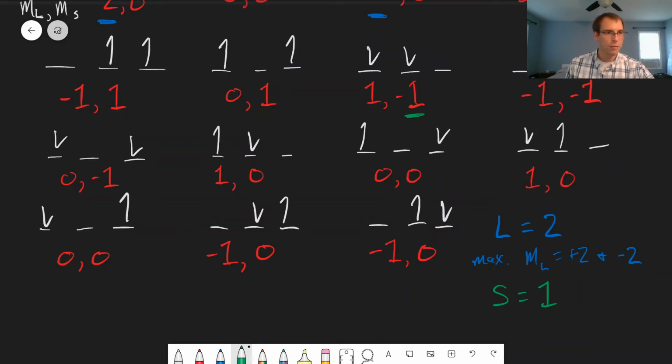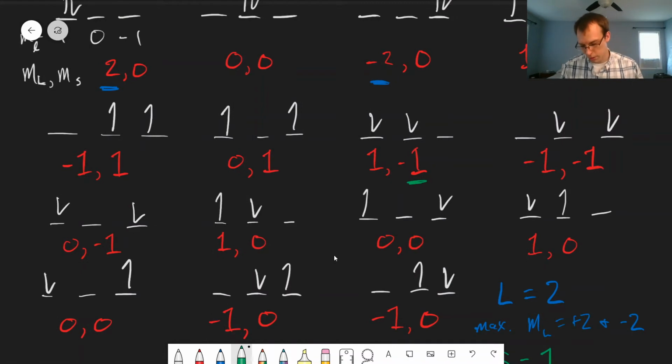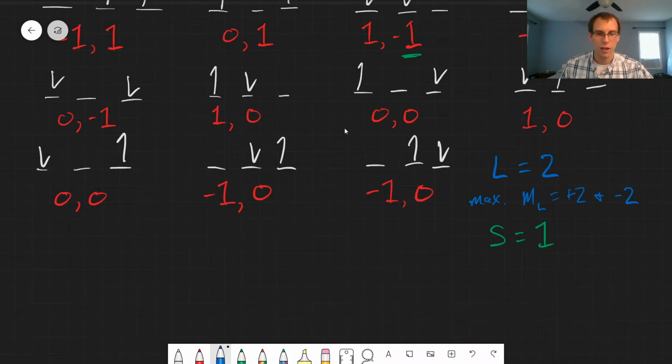All right, so let's look at what we have. If we look at those +2 and -2 configurations, coming back here, whenever we have a +2, it's accompanied by a 0. And same thing with the -2, it's accompanied by a 0. So that means the S value that goes with our L equals 2 has to be equal to 0, because when we're at our maximum M sub L values, we're also at our maximum M sub S, and it only goes up to 0. So that tells us that we're going to have an L equals 2, S equals 0 term.